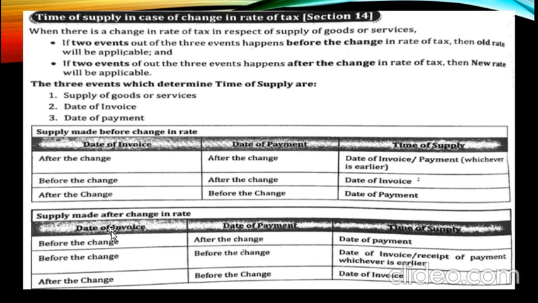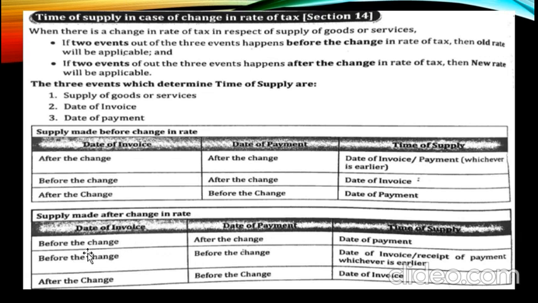So if you look after the change of rate, there are two events which have occurred, that is supply made after the change in rate and date of payment made after the change. So you will be taking the time of supply as the date of payment. Next, as the supply was made after the change in rate, we will look into the other events.